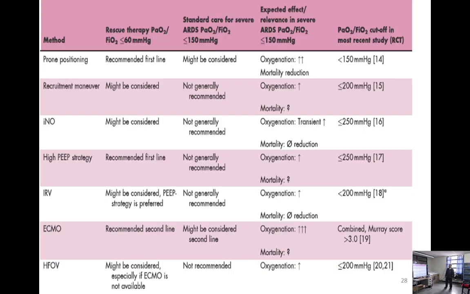sir. So prone positioning is the recommended first line. Recommended first line. And here if it is ARDS with PO2-FiO2 less than 150, then it may be considered. You always do the prone positioning. The recruitment maneuver in very serious cases you may try, because recruitment also means high pressure and lung damage. So avoid getting into a situation of causing the lungs to collapse, so that you don't have to go in for recruitment.